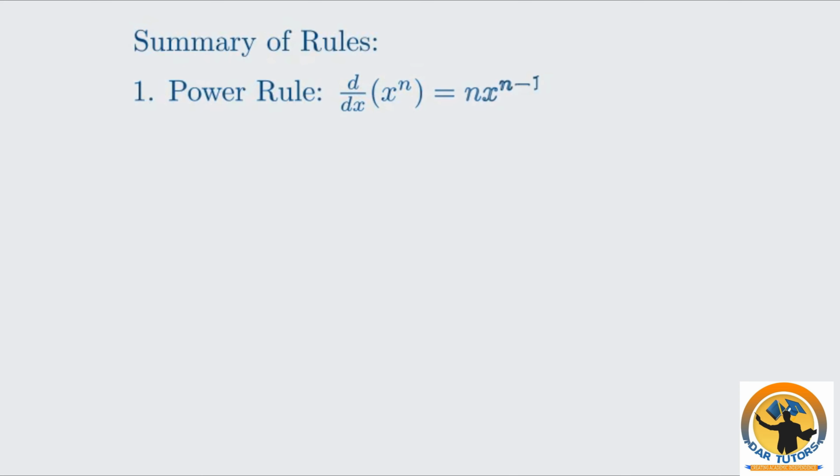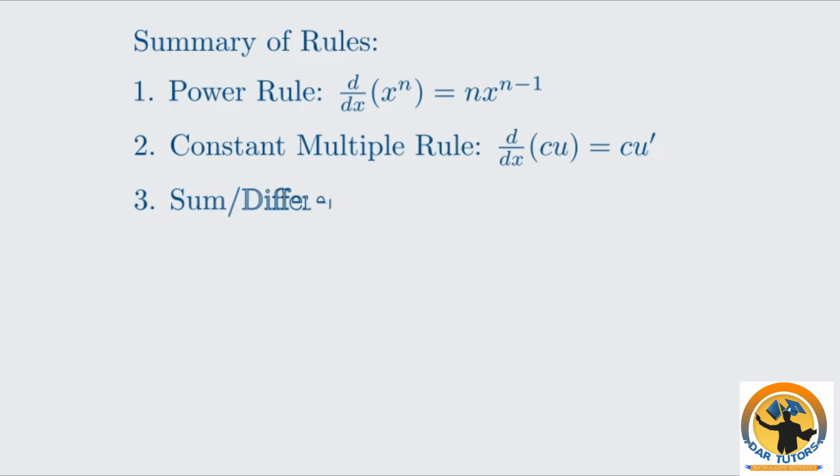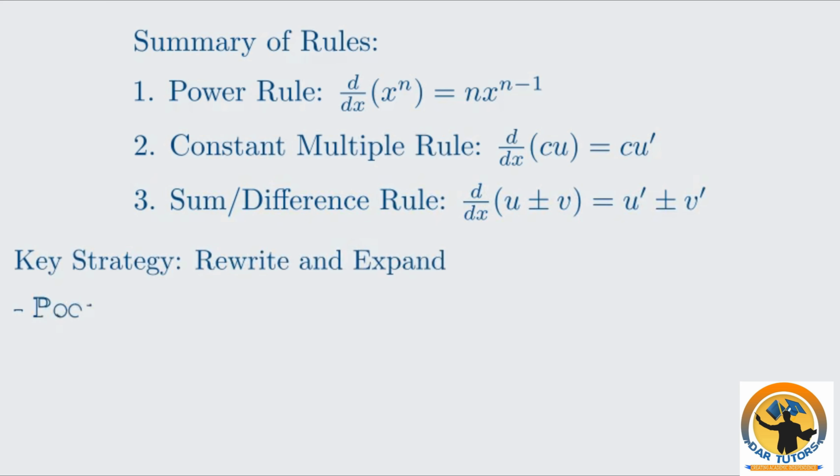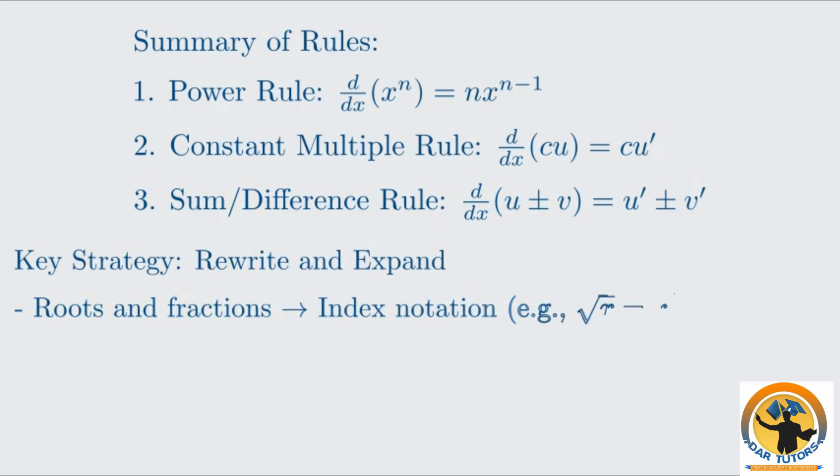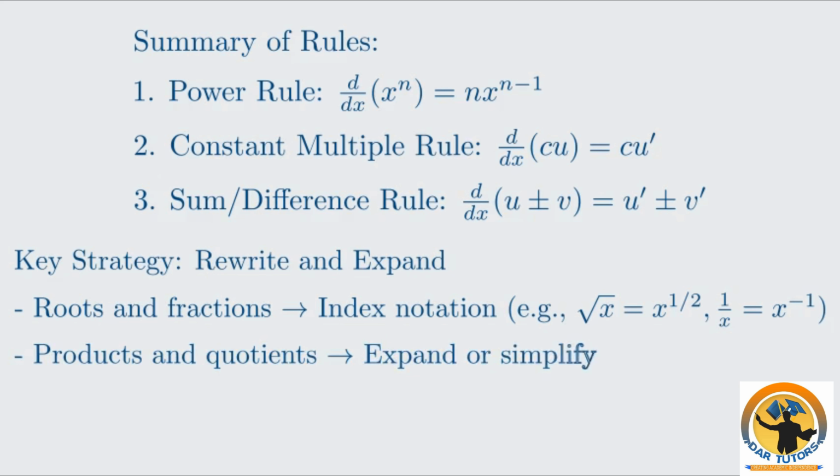Let's recap what we've learned today. We've covered the essential rules for differentiating polynomial and rational functions. We started with the power rule, which is the foundation for differentiating terms of the form x to the n. We then added the constant multiple rule and the sum and difference rule, which allow us to differentiate entire polynomials term by term. We also saw how to handle functions that aren't immediately in the right form. Remember to always rewrite functions using index notation for roots and fractions, and to expand any products or quotients before differentiating.